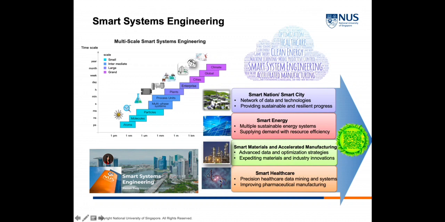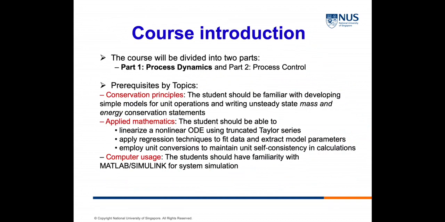So broadly speaking, this module will cover a lot of essential parts in future industry and life. Then if we come back to focus on this course, we will start with dynamics in Part 1 for the first 6 weeks plus a 7th week Monday lecture, and then we move to Part 2, process control.